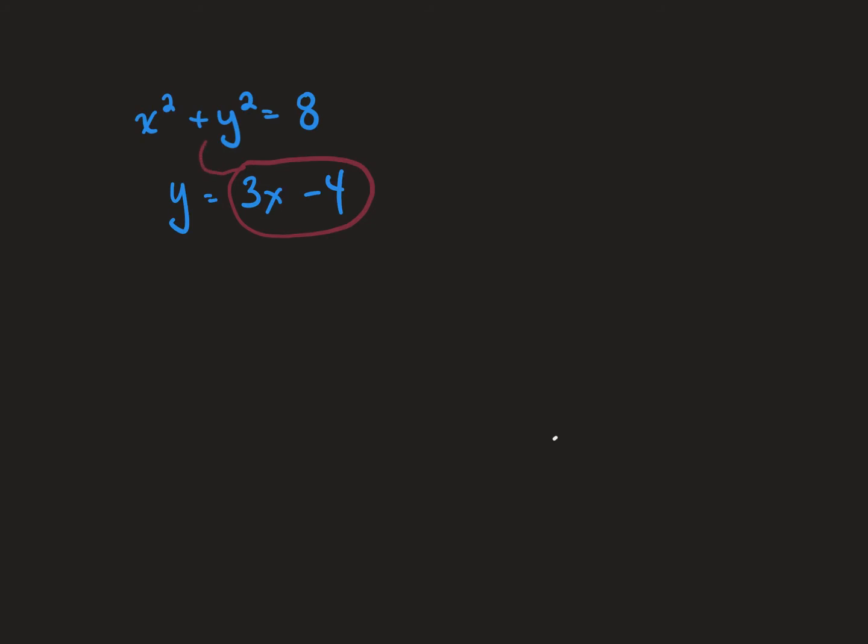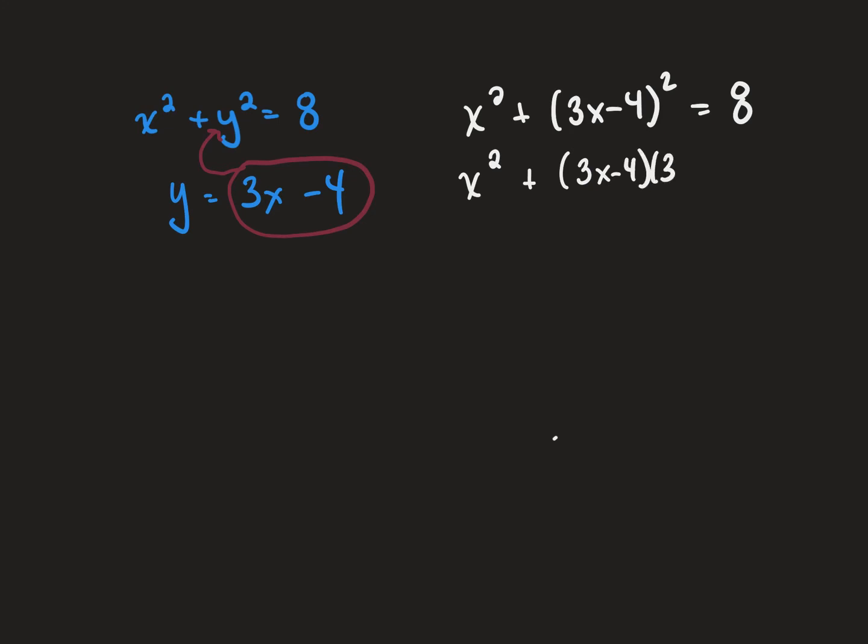So quite simply, I can just plug that in to this equation. So my resultant equation is going to be x squared plus (3x minus 4) squared, because that takes the place of the y, equals 8. Now the key thing is when you square 3x minus 4, this is just really writing it twice, and then I'll have to go ahead and FOIL it.